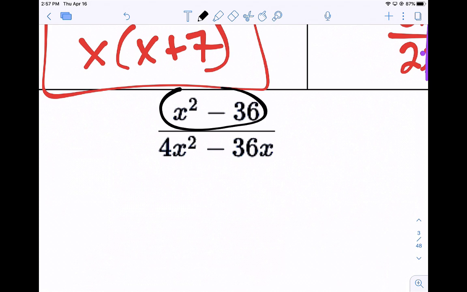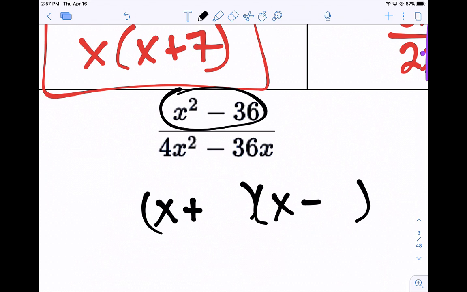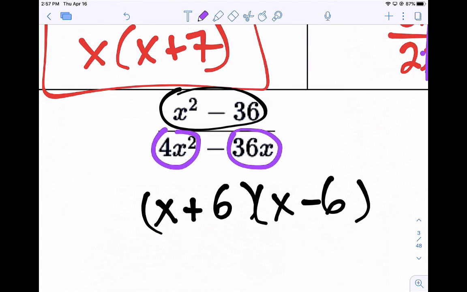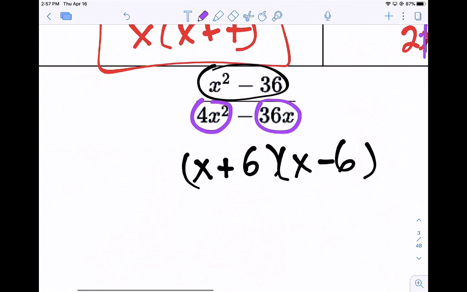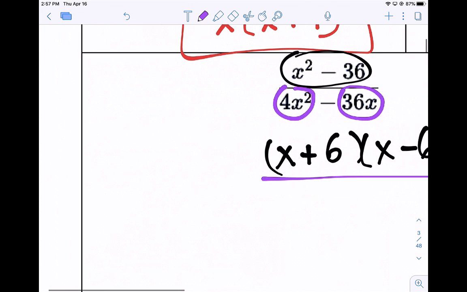So the top right here is a difference of squares. That would be x plus and x minus, and then the square root of 36 is 6. So difference of squares is when you have two square numbers being subtracted. The bottom, if you take a look at it, we can factor things out. What's the biggest number we can divide 4 and 36 by? I'm going to do that over here.